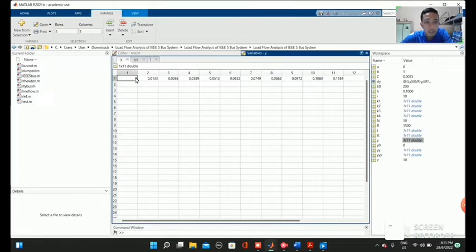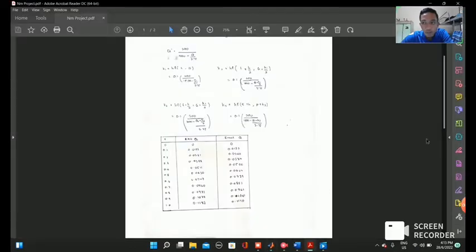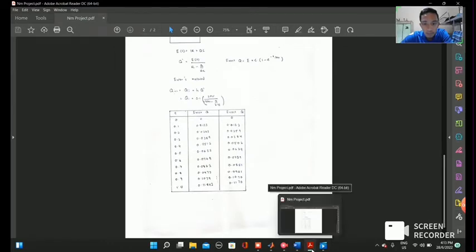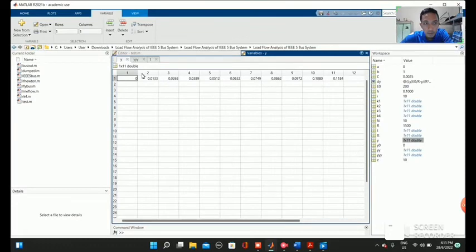the value of the Euler method that we get from the MATLAB coding. So the value is the same as our calculation for the Euler method, which is 0.0133, and this is also 0.0133.